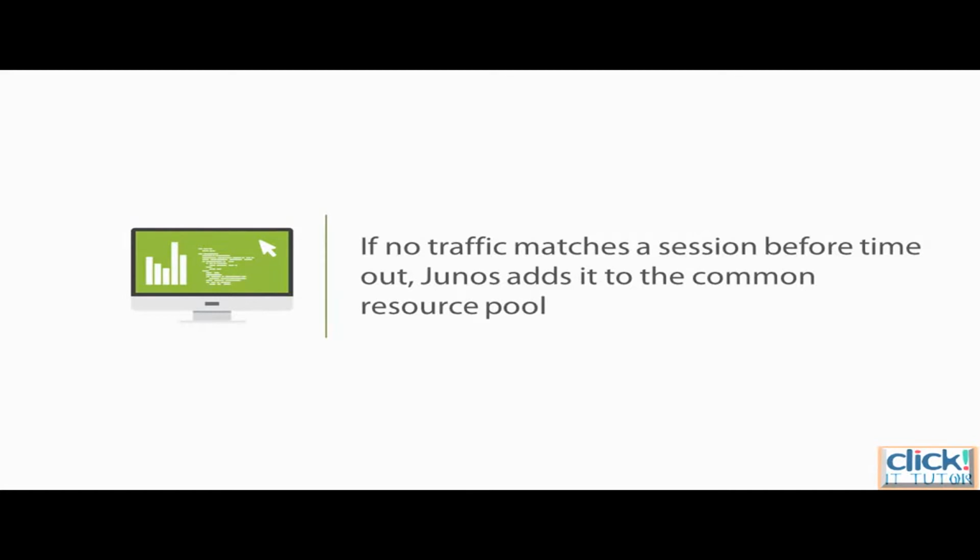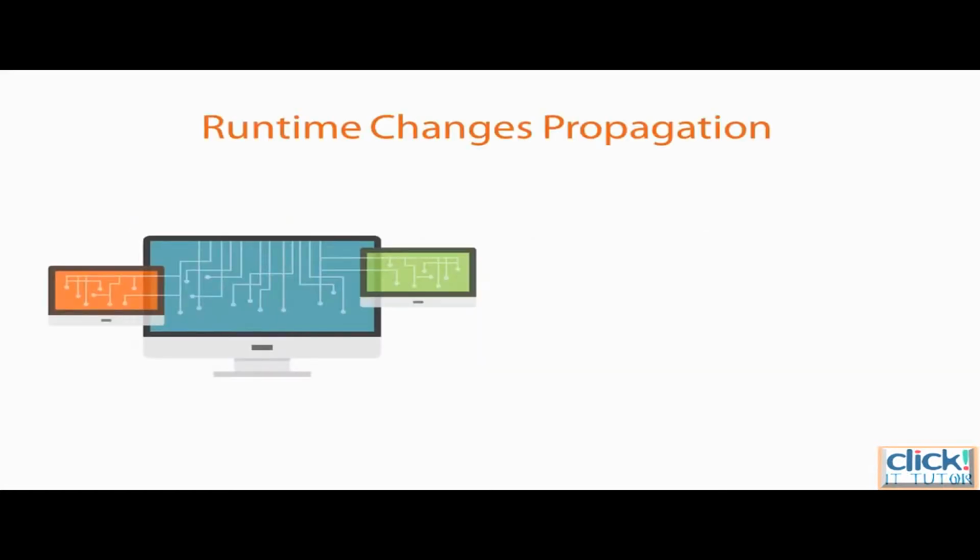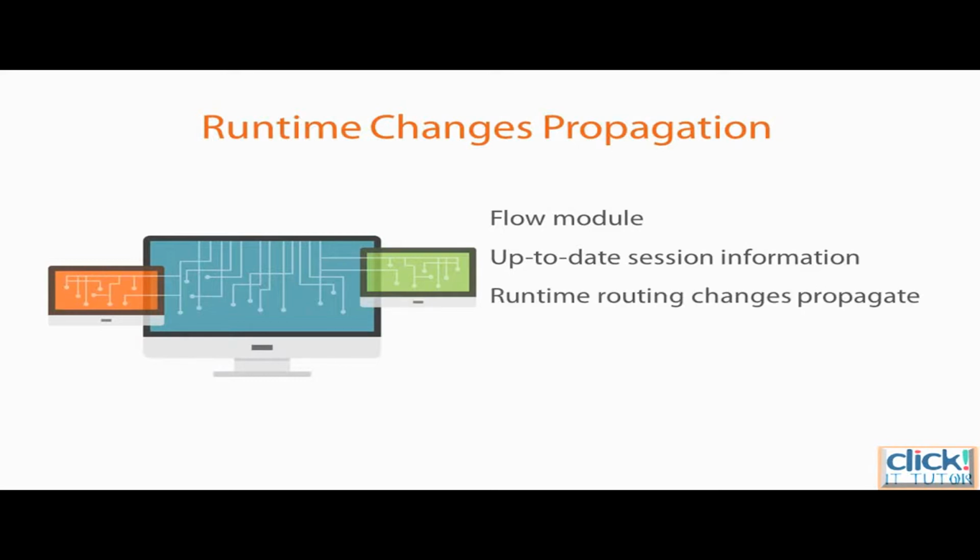In-session runtime changes propagation. The flow module is responsible for propagating any runtime changes that happen during the lifetime of the session. This propagation allows new packets that match the session to forward using up-to-date information. Routing runtime changes always propagate into the session. Security policy runtime changes might propagate into the session in progress based on the corresponding security policy and zone configuration. We discuss this topic more thoroughly in later chapters.